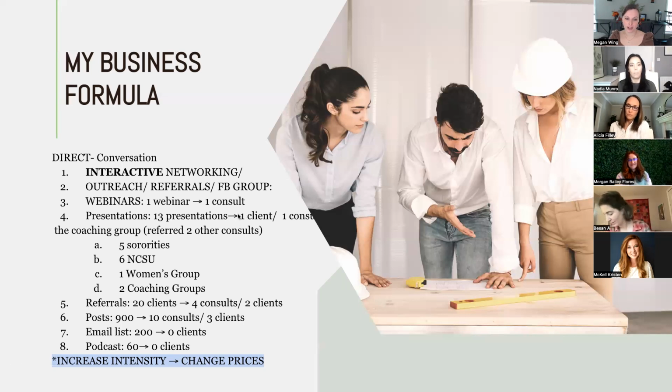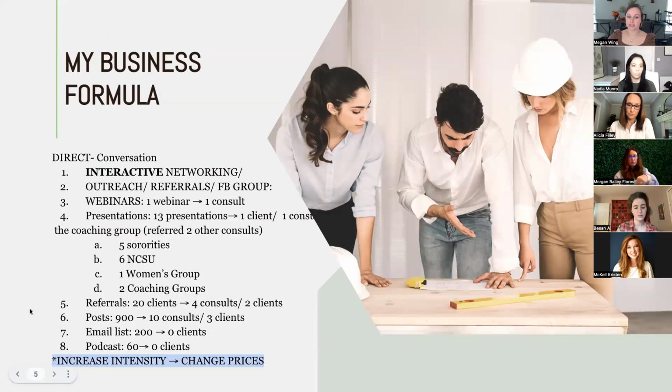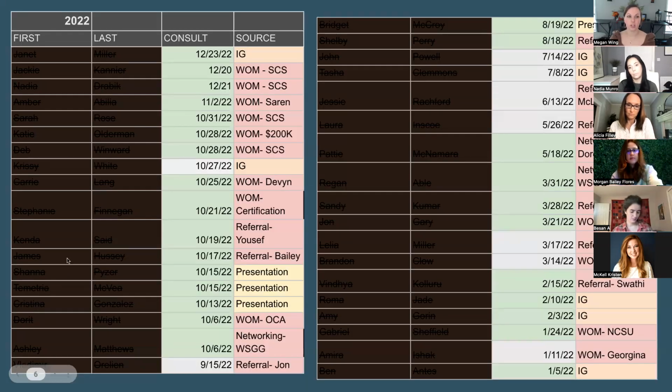So we want to be tracking the things that you're doing, and we want to figure out where you are getting your clients. Where are you getting your consults from? What is actually the formula that makes your business scale to 6 and multiple 6 figures? And so what we want to do is think about all the things that you're doing, indirect and direct, and increase the intensity for the things that are working. So this, just so you guys can see, in 2022, I did this many consults, a ton of consults.